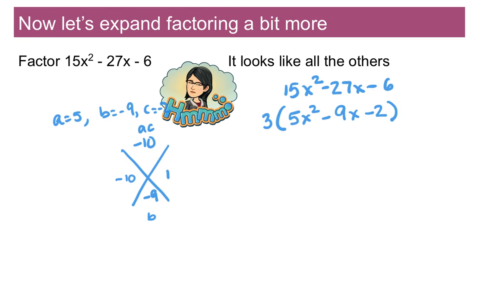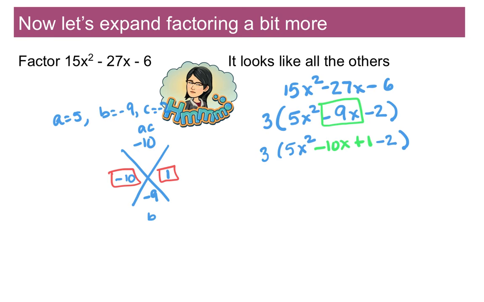I'm going to use these to rewrite my trinomial. So let's go ahead and do that. I still have this 3. I'm not going to forget about it. And times, let me fix this right here. 3 times 5x squared, and instead of the negative 9x here, I'm going to rewrite it as negative 10x plus 1x, and I still have the minus 2 right here.